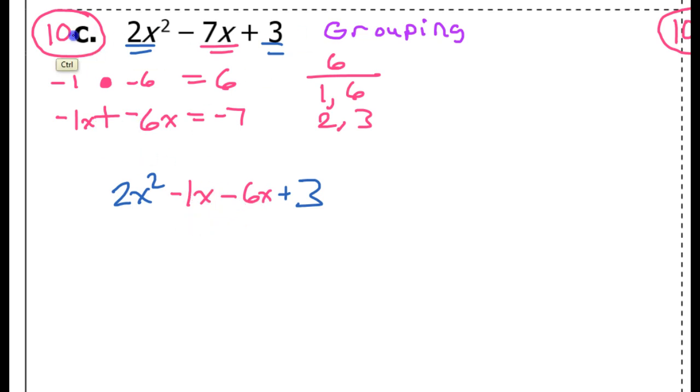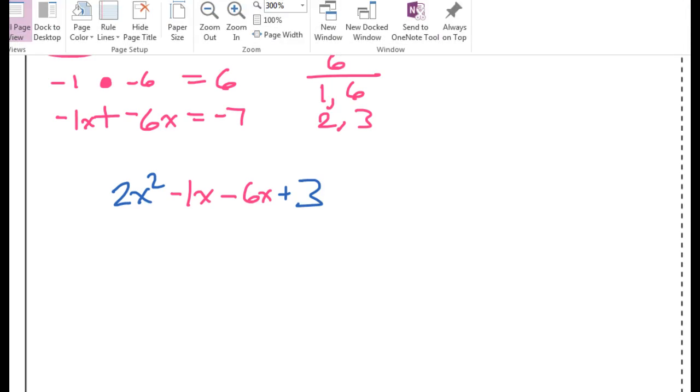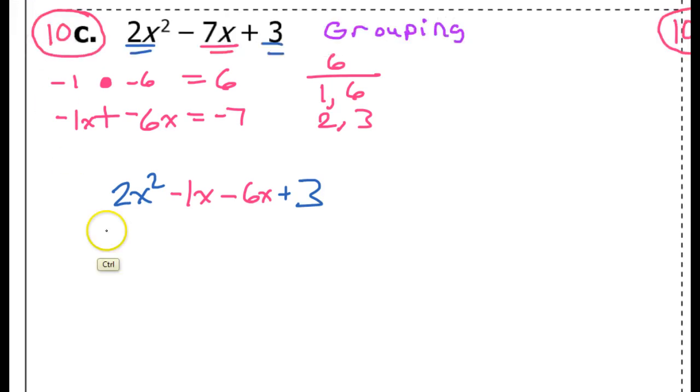Alright, so hopefully you can see that I haven't changed anything. This still has the same value. If I combined like terms, I would immediately get -7. I've just split it apart in a certain way. Now, what I do next is GCF. I want to take the GCF of the first two terms and the GCF of the second two terms.